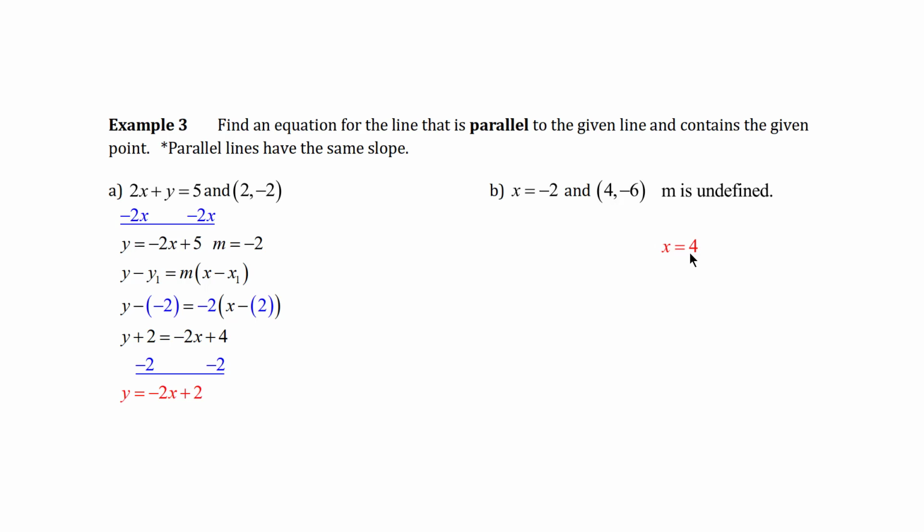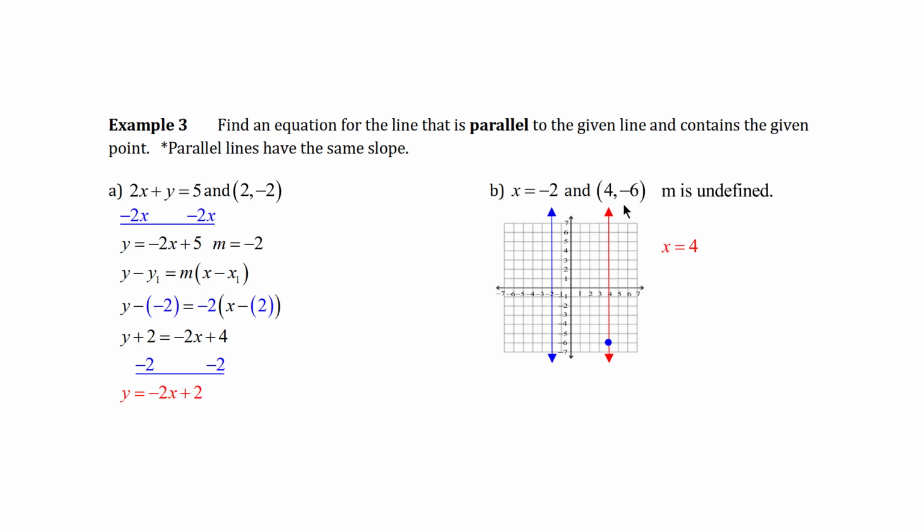However, if you didn't really remember that, you could always just graph a vertical line going through the point 4, negative 6. So here you could see I have the graph of x equals negative 2. And I also have a vertical line going through the point 4, negative 6. Hopefully, when you see the graph of the vertical line crossing the x-axis, it'll remind you that the equation for a vertical line is just x equals the x value of the x-intercept. You could see here the x-intercept for our vertical line is at 4, 0. Our final answer is x equals 4.